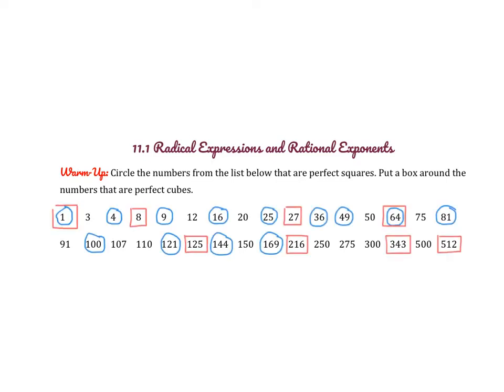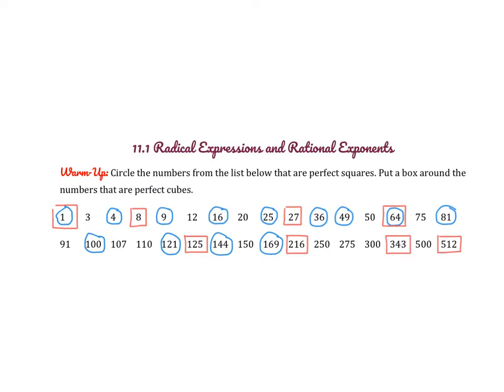Okay, go ahead and check your answers here. You can see that there are a couple numbers that are both perfect squares and perfect cubes, 1 being one of them and 64. So here we have 1 squared, 2 squared, 3 squared, 4 squared, and so on up to 13 squared. And then for the cubes, 1 cubed, 2 cubed, 3, 4, 5, 6, 7, 8.